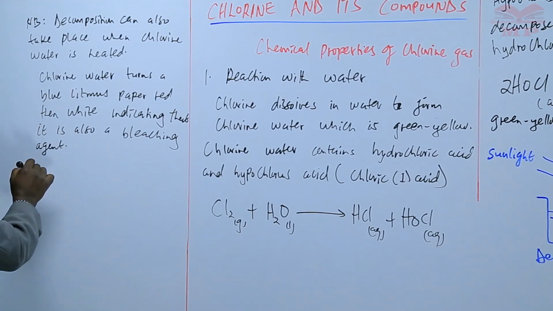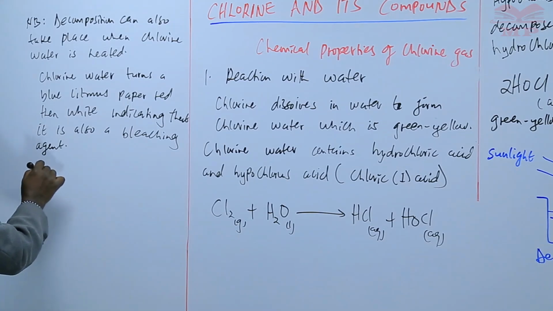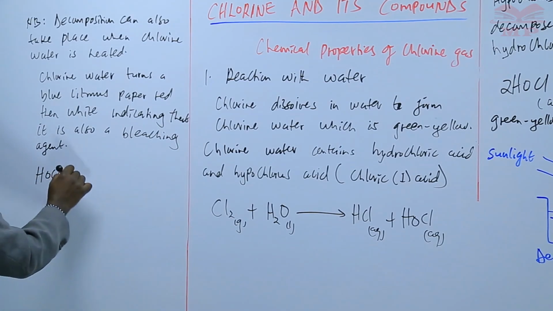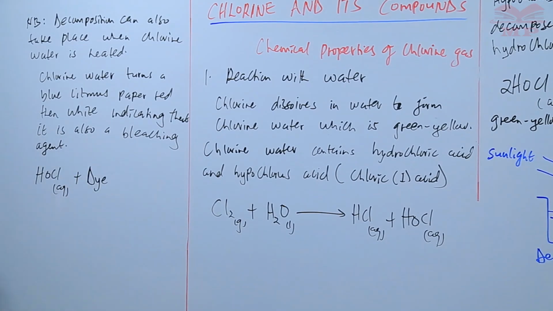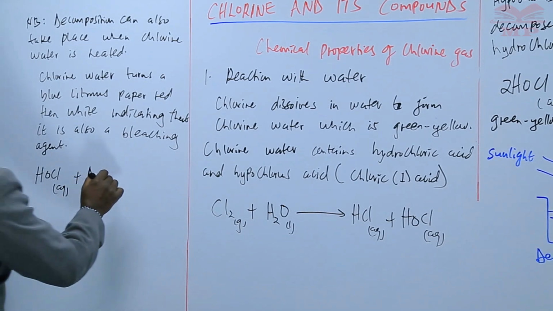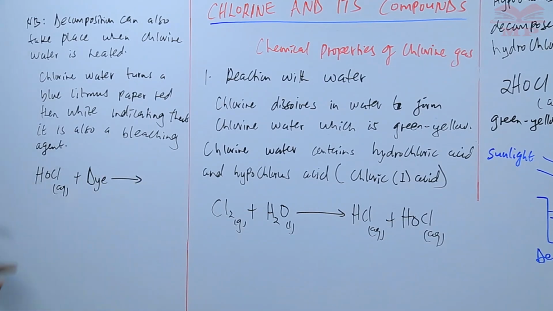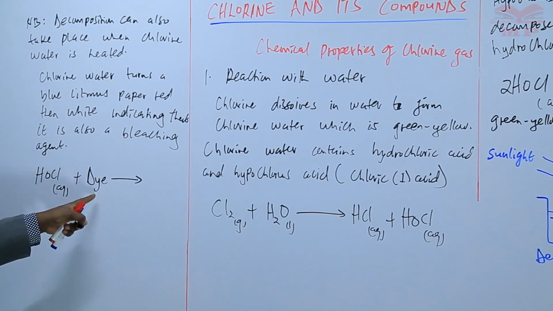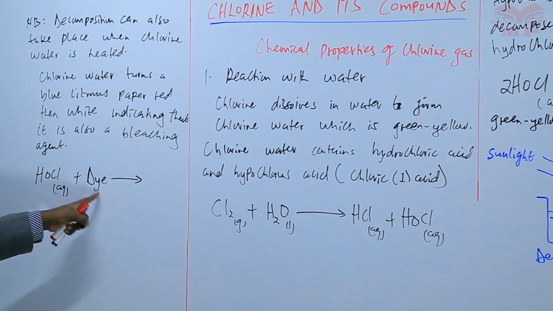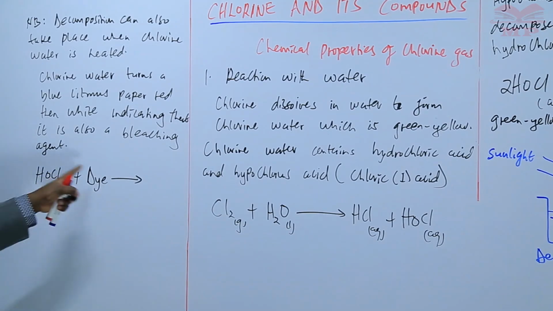So in this case, we have the hypochlorous acid. Once it combines with the dye of the litmus paper, the hypochlorous acid decomposes to lose this oxygen atom, what we are calling the nascent oxygen. That oxygen reacts with the dye to form a colorless material. So we can say that chlorine bleaches by oxidizing the dye. It bleaches by oxidation.